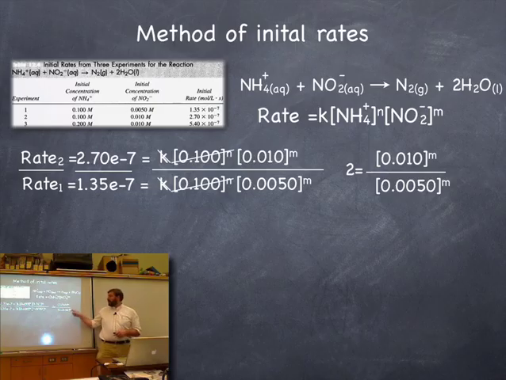So, if I have this, is there a way I can simplify this? How can I do that? What am I going to do? I can group these m's together, right? What's 0.01 divided by 0.005? That's 2. So this is the same as 2 to the m power. M has to be 1.